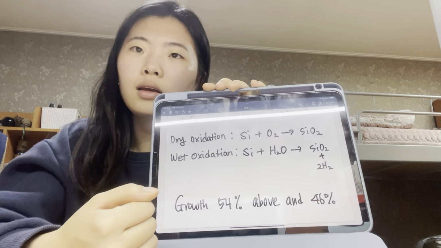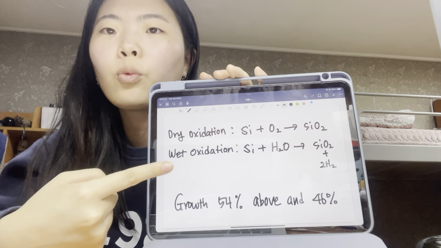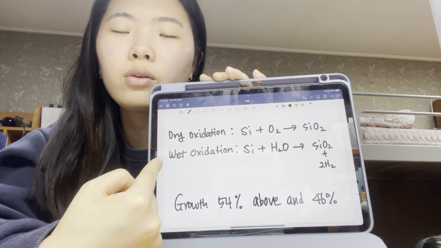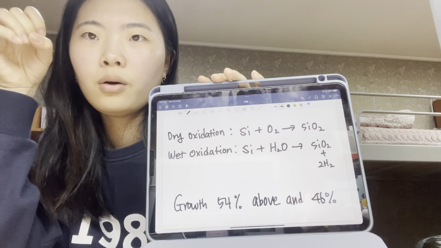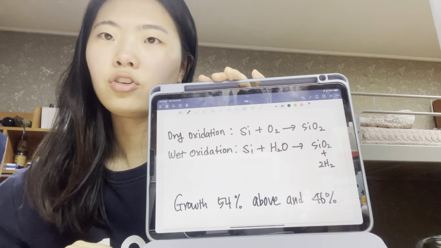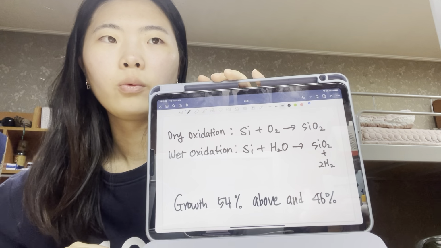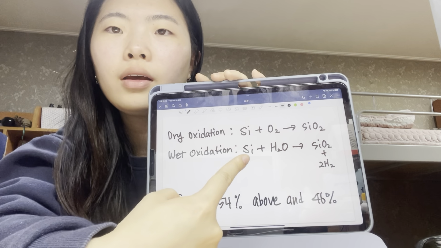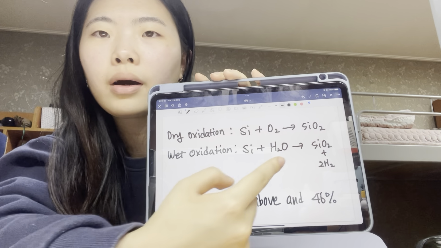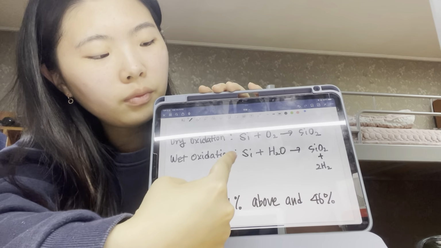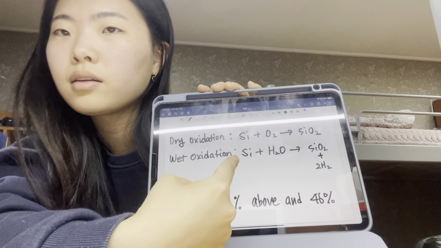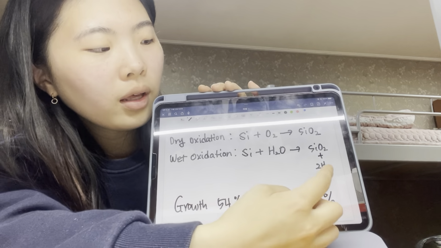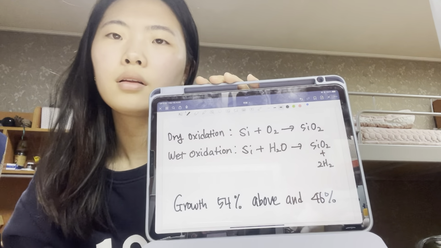Oxidation has two types, dry oxidation and wet oxidation. First, let's talk about wet oxidation. Wet oxidation means we do the oxidation by water or some liquid chemicals. For example, if we do wet oxidation by water, when silicon and water meet and oxidation happens, we can make silicon oxide and hydrogen gas.